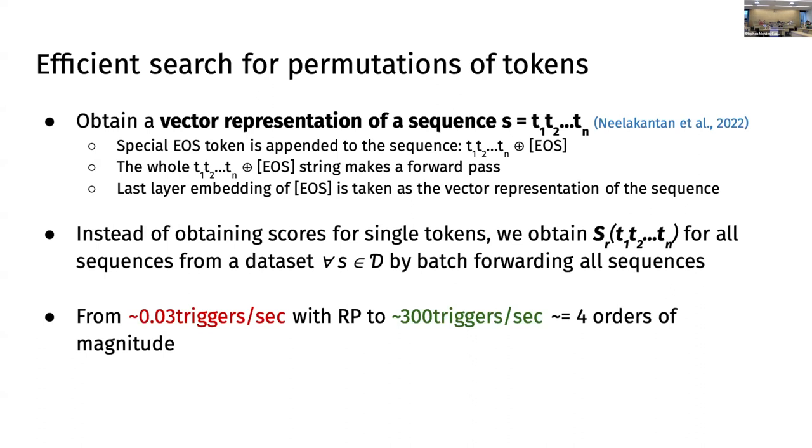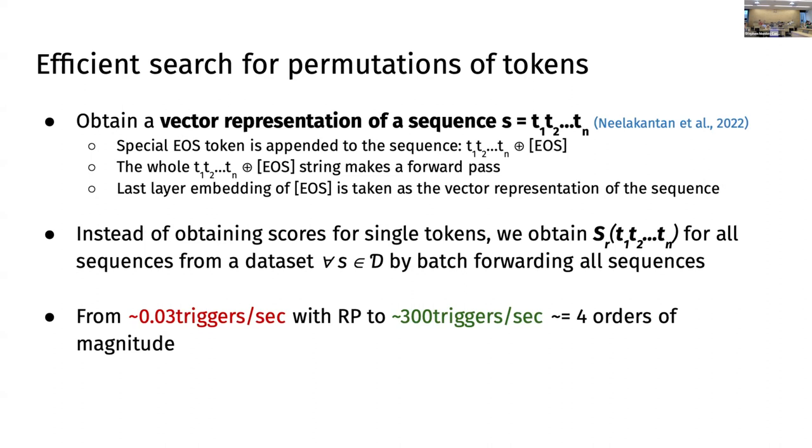The way you do this is basically create some dataset and append a special token at the end of every sequence in the dataset. You do the forward pass for each of the sequences, and then you pick the last layer embedding of the special token. This gives you a vector representation for every sequence in the dataset. Then you can use this scoring in the same pipeline as before.